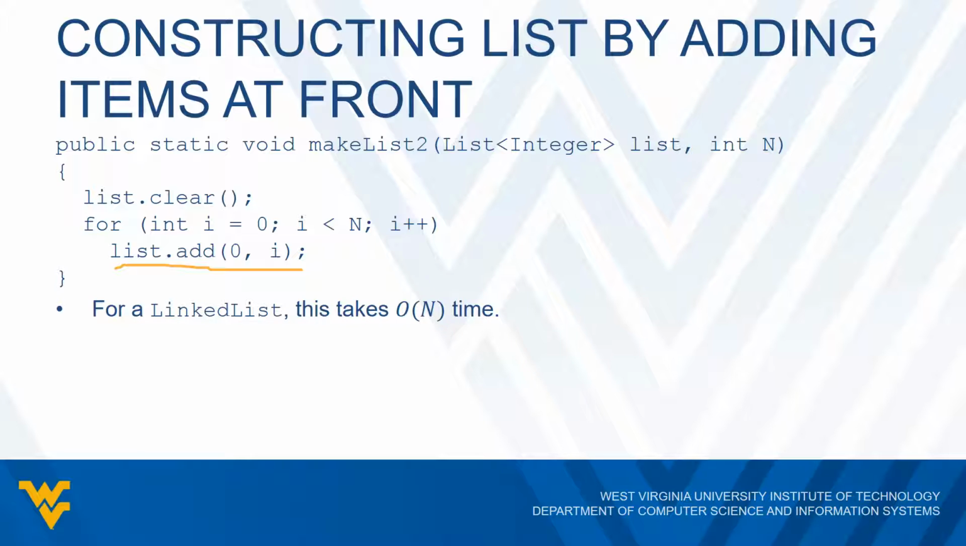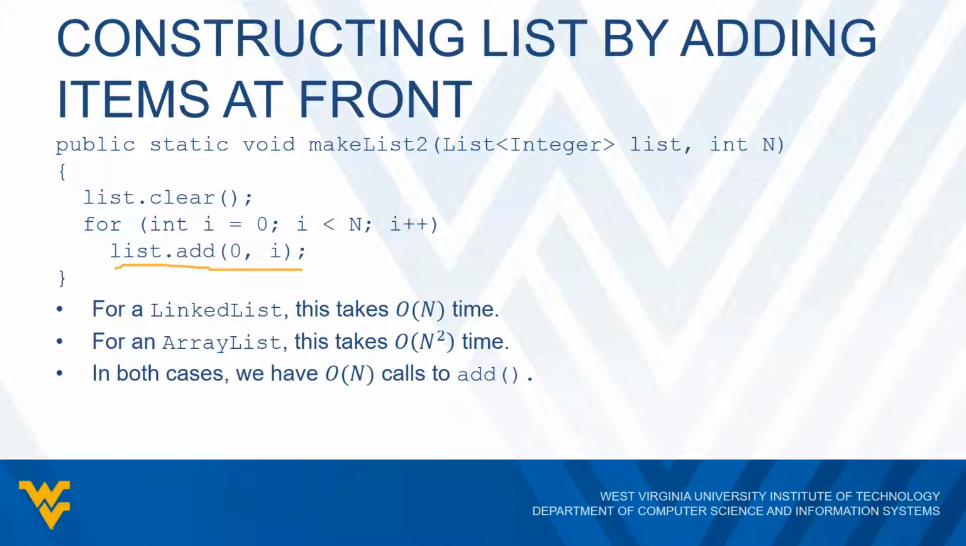Now, if we use the linked list approach, this is going to take O of n time. But for an array list, this is going to take O of n squared. So why do we have this difference in the two approaches? Well, in both cases, we have O of n calls to the add method. Our for loop has O of n iterations. The difference is the running time of the body of the loop. For a linked list, it takes O of 1 time to add an item to the front. We just change a couple things with our next and previous reference variables. So adding stuff to the front takes constant time.